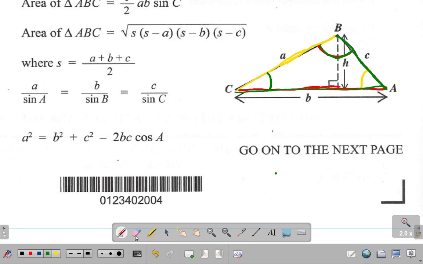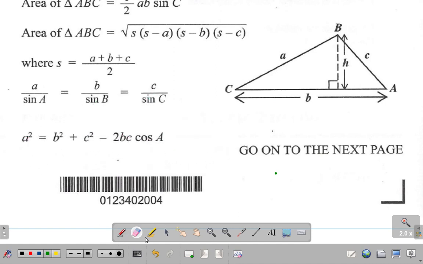Now note that the sine rule applies to all triangles, whether it's a right angle triangle or not. But remember that the trig ratios, sine is opposite over hypotenuse, cos is adjacent over hypotenuse, tan is opposite over adjacent, apply only to right angle triangles. If it's not a right angle triangle, you can't use those. But with any triangle at all, you can use the sine rule.